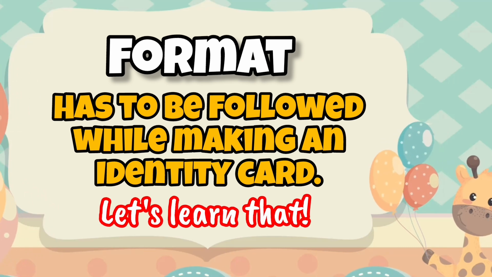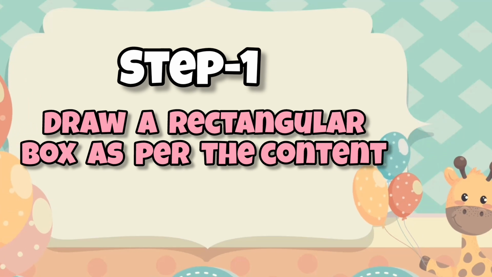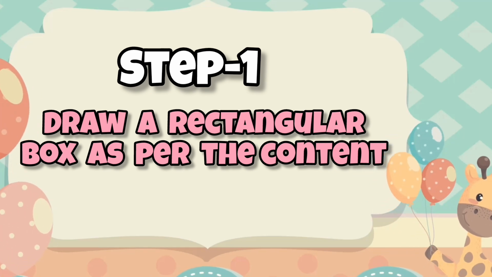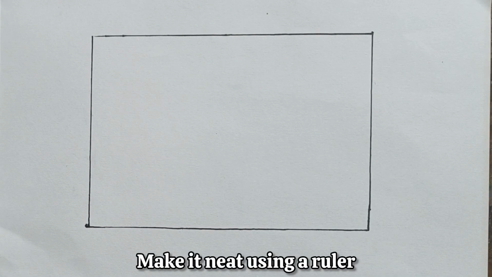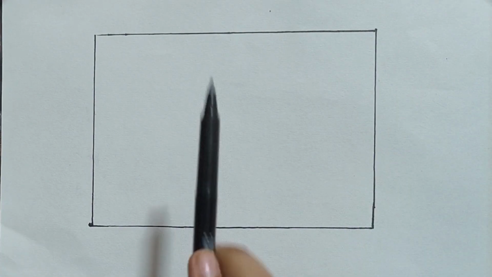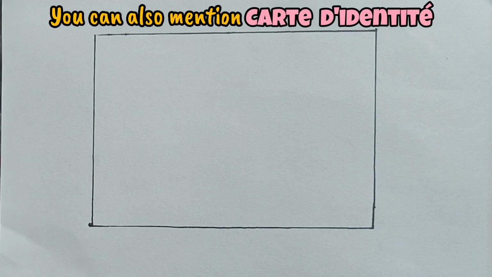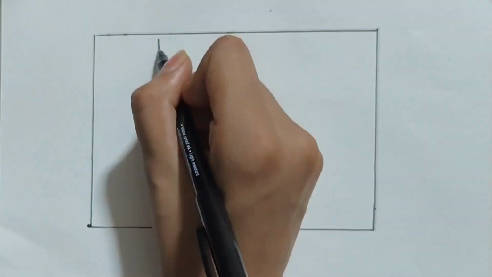Let's learn that. The very first step is to draw a rectangular box. This is how my box should look like. Make it neat using a ruler. The very first step has to be that you have to mention fiche d'identité in the very mid. That defines that you are basically making an identity card.